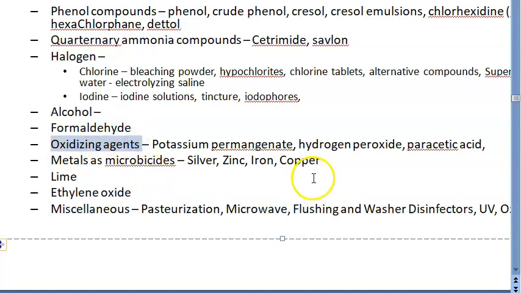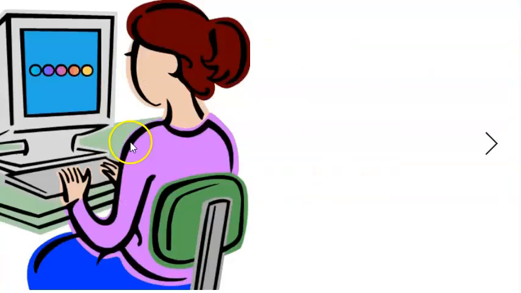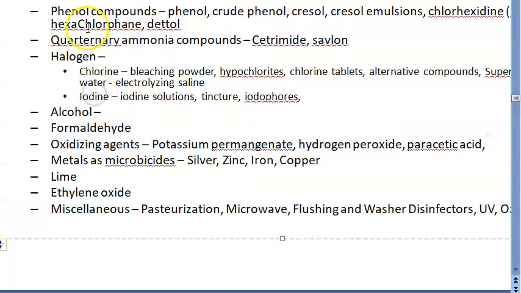Oxidizing agents, remember potassium permanganate, hydrogen peroxide, the very normal hydrogen peroxide that you use, right? Then peracetic acid, if you can remember. Oxidizing agents, right? Potassium permanganate, hydrogen peroxide, guys, don't forget. So what are you seeing in chemical? You saw alcohol, halogens, phenol compounds, quaternary ammonium compounds.